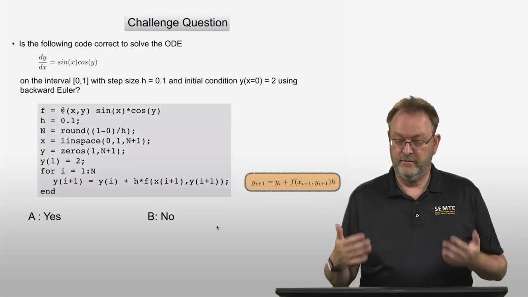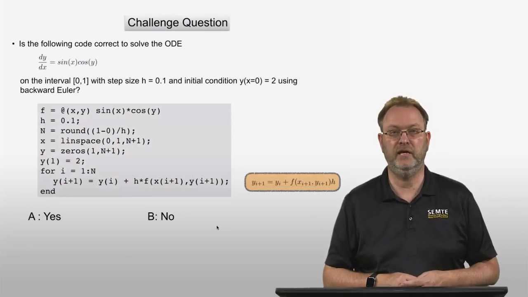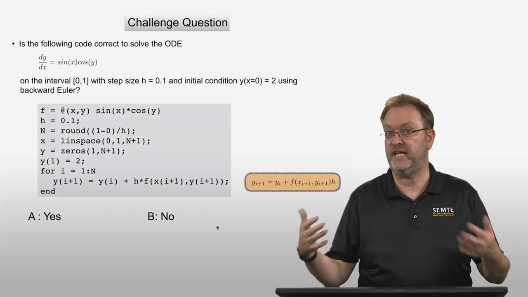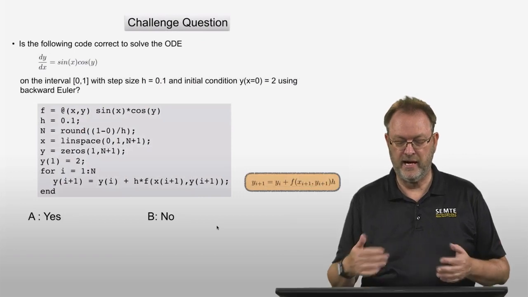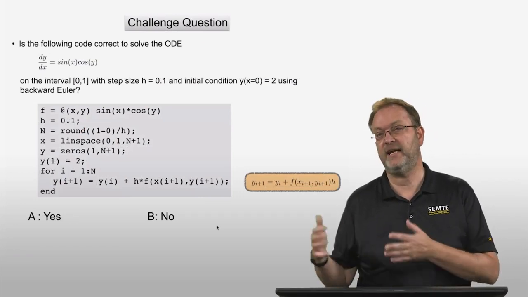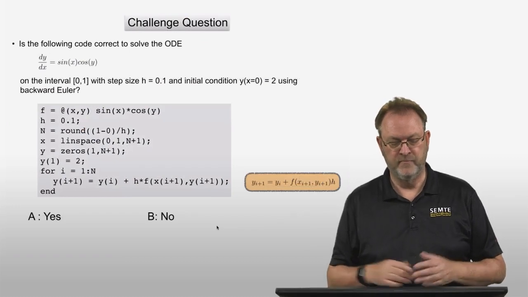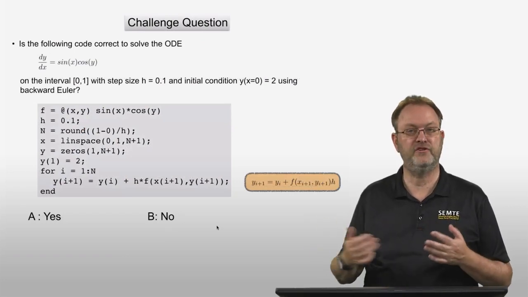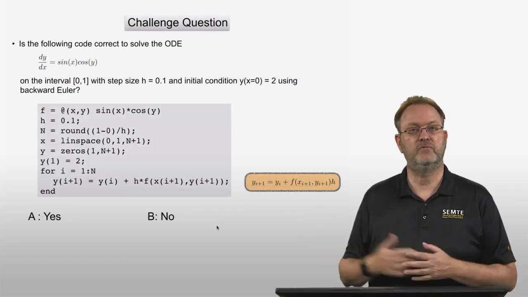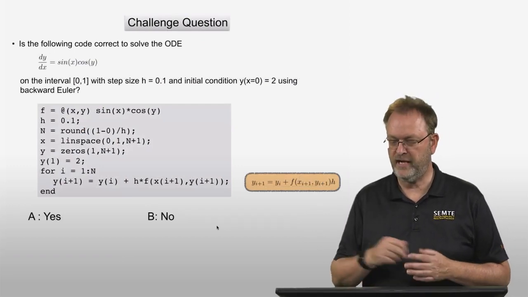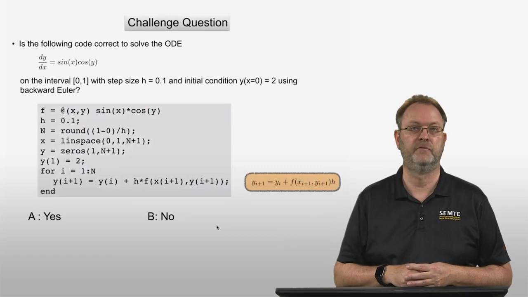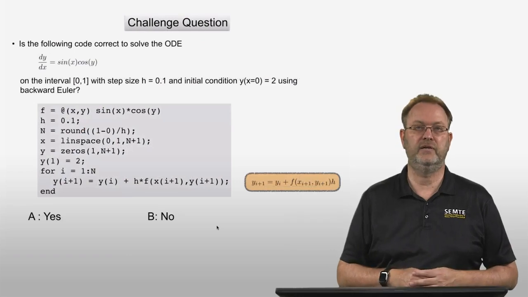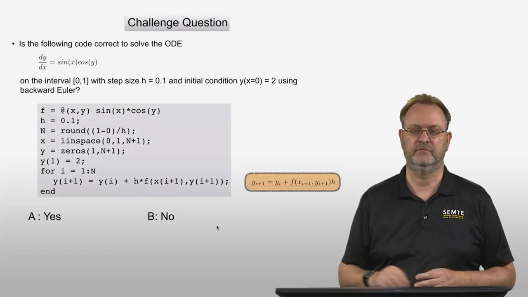Now, the way this code proposes to solve the Euler's implicit method, backward Euler, is we do a loop over the required number of steps, uppercase N, saying that y at i plus 1, and shown here on the right is that update formula, that is backward Euler. So y at i plus 1 is equal to y of i plus h times the function evaluated at x of i plus 1 and y at i plus 1. Right? So it's a direct coding of this formula that we had just derived. So is this code correct to solve this ODE using backward Euler? Please make your choice.